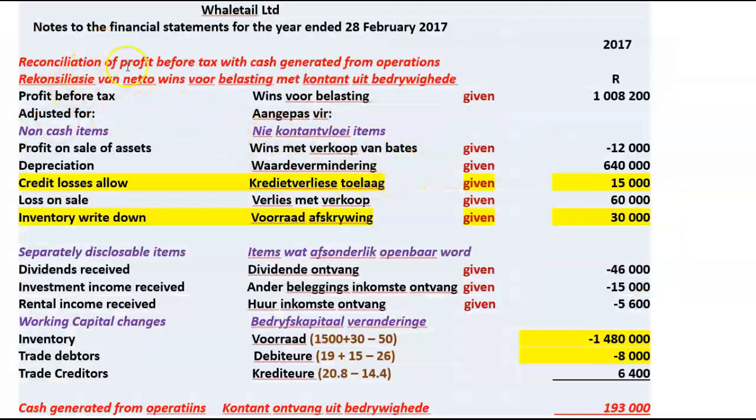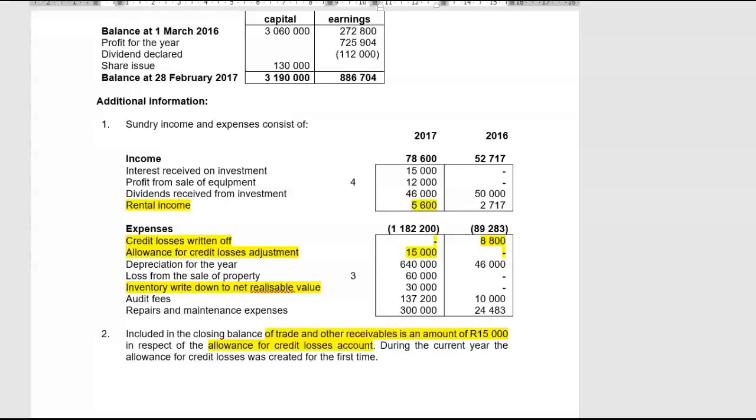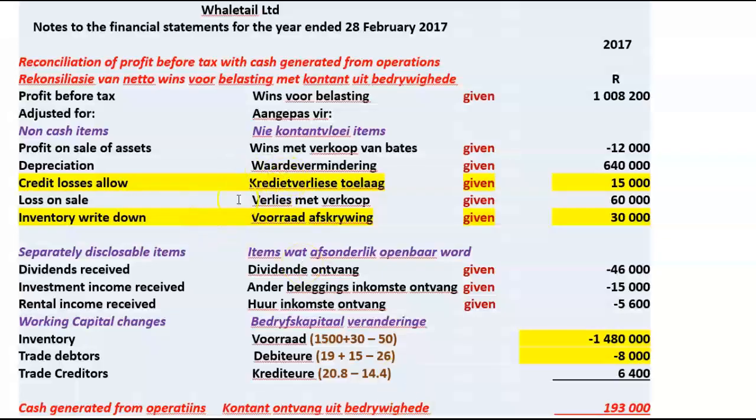Great. Important in my non-cash flow items, you have to take out credit losses, the allowance of 15,000 rand, the expense side. Not the allowance account itself, it's the expense which was included in expenses. In other words, that 15,000. And then your inventory write-down, don't forget that, that is 30,000.